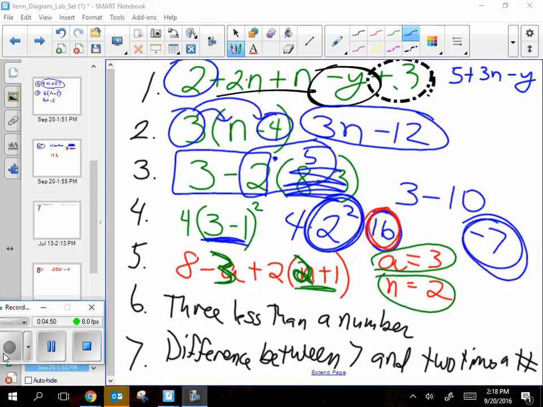Now I'm going to change this to a 3. Now I have 8 minus 3 and 2 times 3. What has to be first? The minus, the plus, or the times? Times. 2 times 3 is 6. That's 6. Now it's 8 minus 3 plus, this was 6.